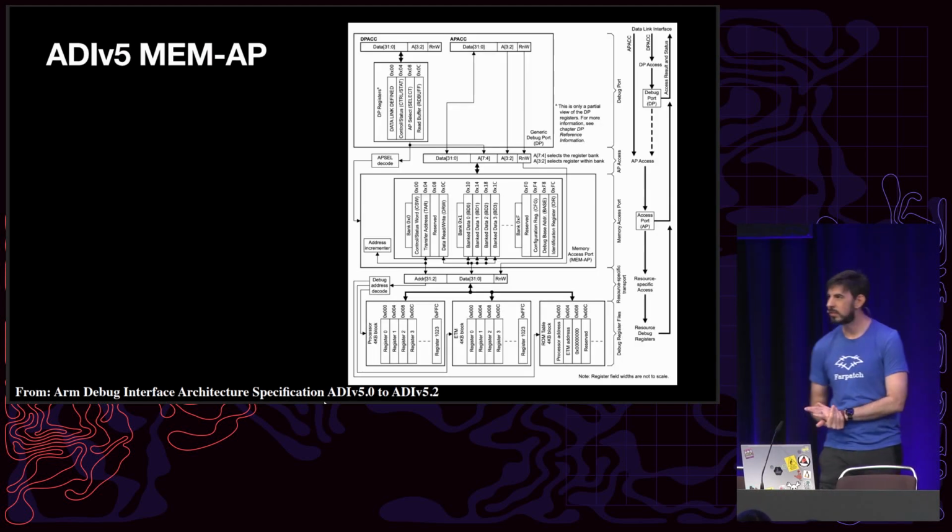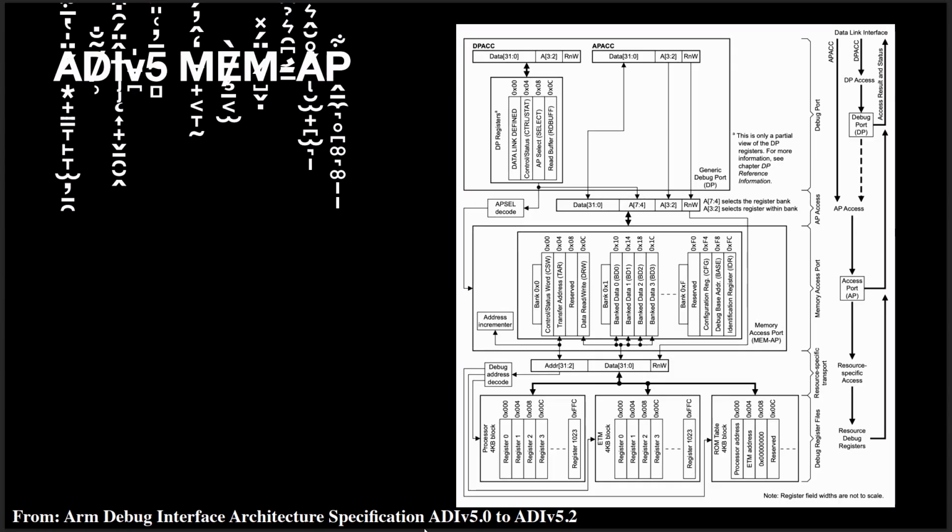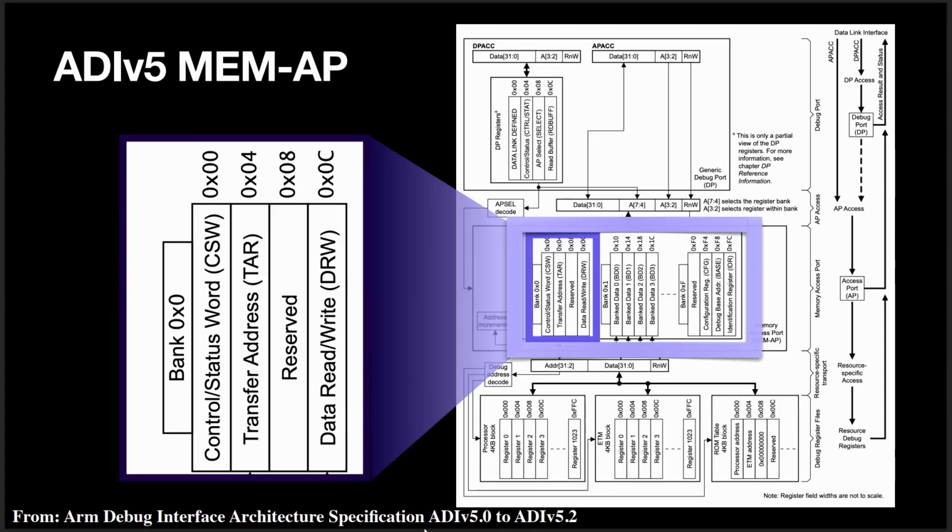I believe that this is well described by this very clear diagram in the ARM debug infrastructure specification. Fortunately what we want is this section right here. These are the registers from the ADIv5 specification for accessing these. This is what they call a MEM-AP. And we're interested in these 4 registers right here.